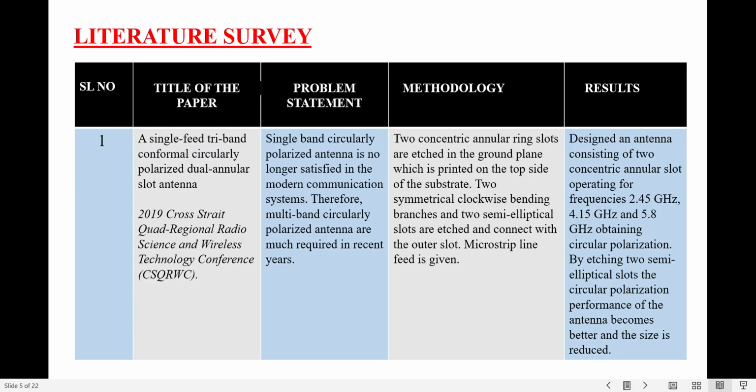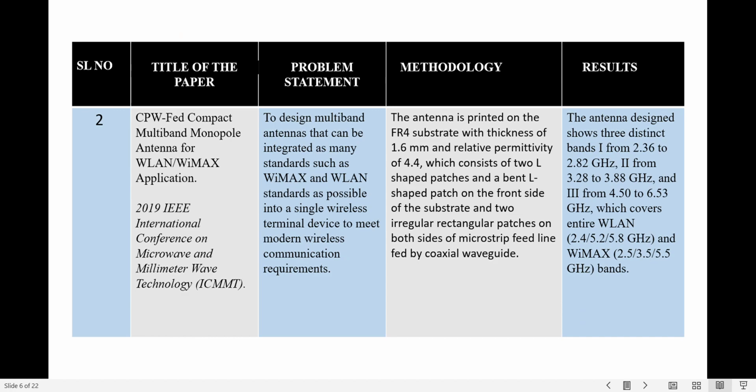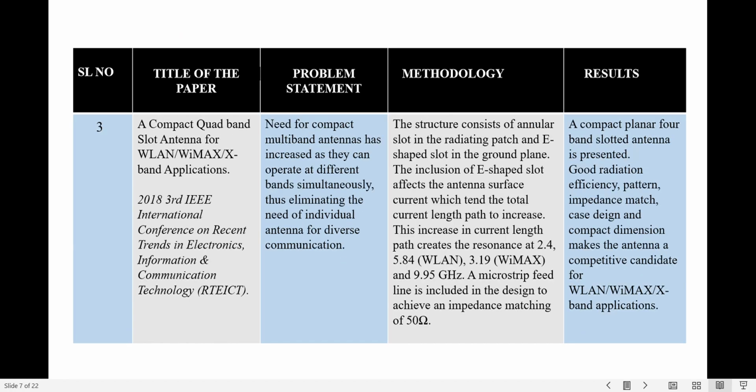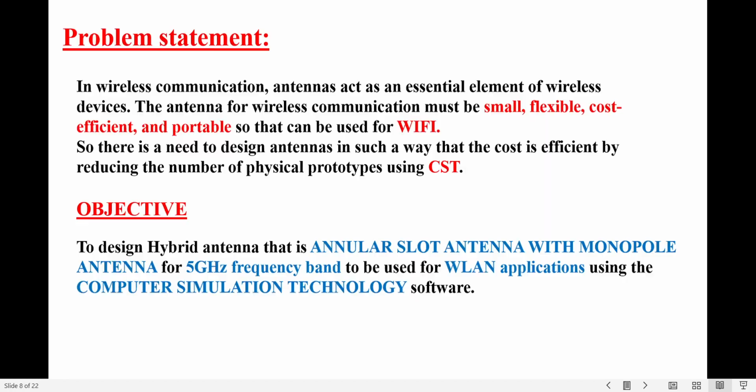So these are our base papers which we have taken as a reference. We collected some data from these base papers and applied it to our project. This is another base paper, and this is also another base paper.